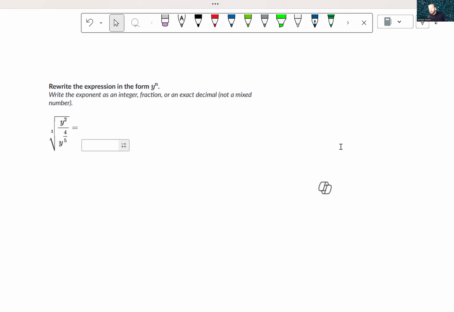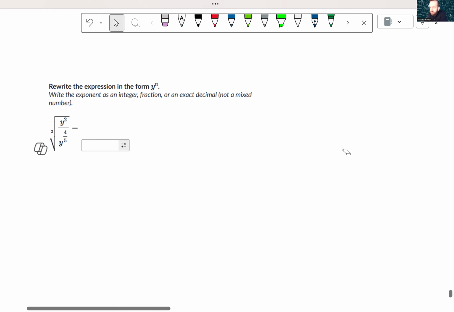exponent. So just like order of operations, we're going to start with the inside first and then work our way out. So let's start with the y squared over y to the 4/5. I like to usually bring everything to the top. That way we have something over 1. You don't have to, though.